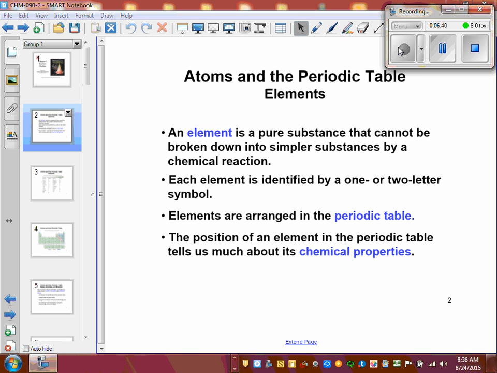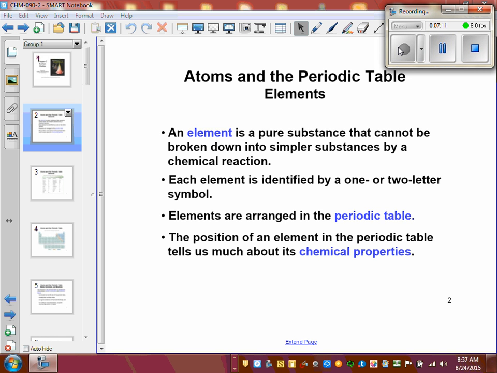Okay, chapter 2. We still haven't gotten into chemistry yet. We've just talked about conversions and problem solving. Now we're going to start looking at the basics of chemistry, which means understanding the atom and how it works, and the periodic table. So an element, which we talked about, is a pure substance that cannot be broken down into simpler substances by a chemical reaction. So we have a whole table of them.